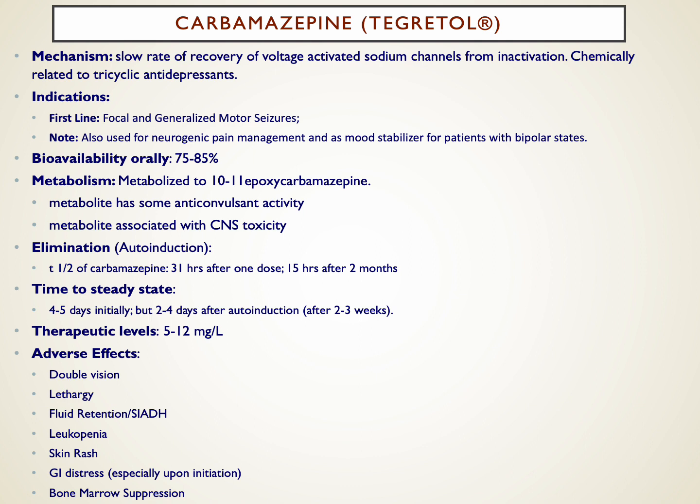Another common anti-epileptic drug is carbamazepine or Tegretol. This has been around for 3 or 4 decades now. It works also with sodium channels. It's really first line for focal and generalized motor seizures. It's also used as a second-line agent in neuropathic pain and as a second-line agent in some patients as a mood stabilizer with bipolar states. And it's absorbed pretty well orally.